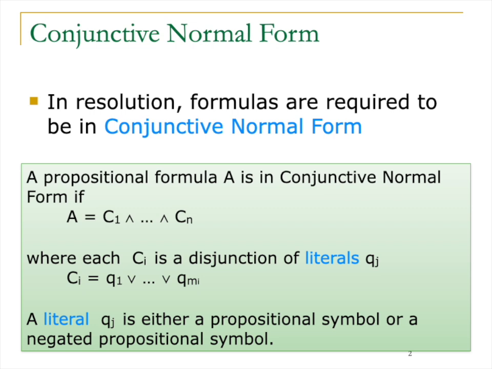First of all, to start the resolution, propositional formulas are required to be in conjunctive normal form. This means that the propositional formula can be written as a conjunction of formulas C, where each C is a disjunction of literals. A literal is either a propositional symbol or a negated propositional symbol. So, A can be written as a conjunction C1 to Cn, in which each Ci is a disjunction of Q1 to Qmi, where the index mi depends on the other index i.